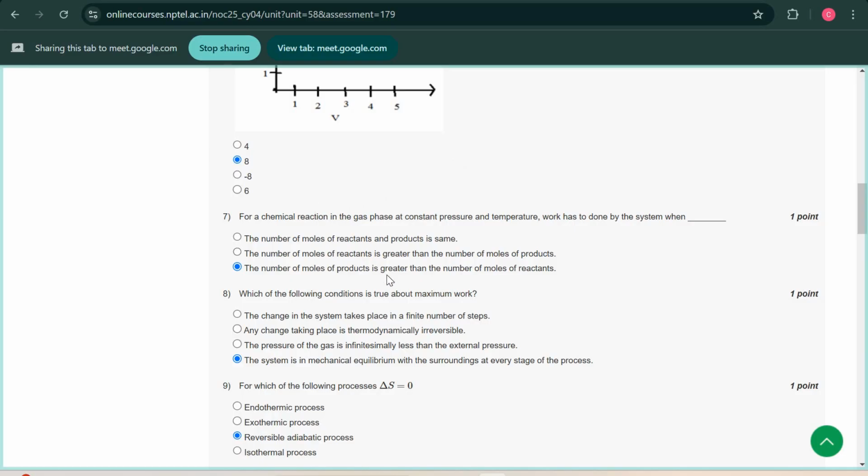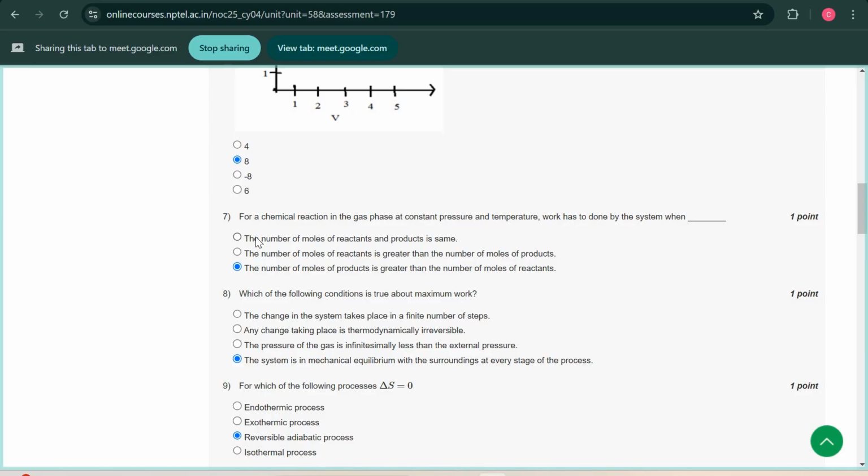When does a system do work? When the system expands, it does work, right? Correct? Yes, sir. So when will you get an expansion? When more gas is being formed, the system is going to expand, correct? Yes, sir. Since it's a gas phase reaction, you need gas to be formed.